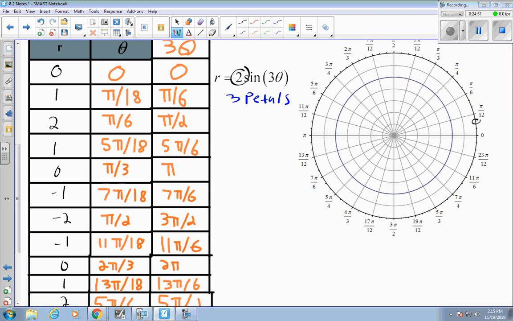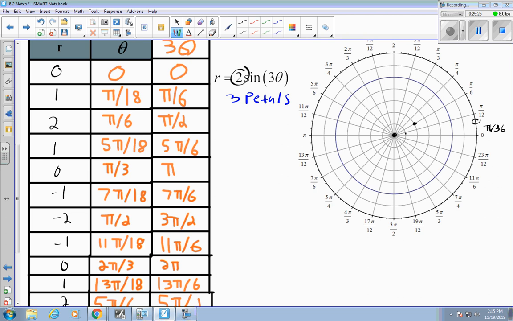Every tick mark is pi over 36. So every 2 tick marks is pi over 18, because every 2 pi over 36. Where we start, the pole, that's easy. So pi over 18, which yes, you're going to estimate this, is 1. Then pi over 6, each tick mark represents pi over 36. Then pi over 6 goes out to 2.